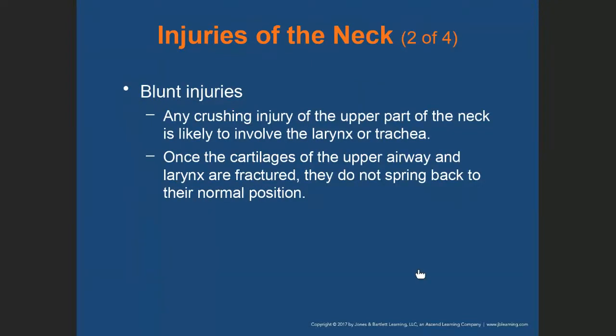Blunt injuries: any crushing injury of the upper parts of the neck is likely to involve the larynx or trachea. Once you suspect a crush injury to the neck, you definitely need to be thinking about airway management from direct impact and secondary spinal complications. Once the cartilages of the upper airway and larynx are fractured, they will not return to their normal position.